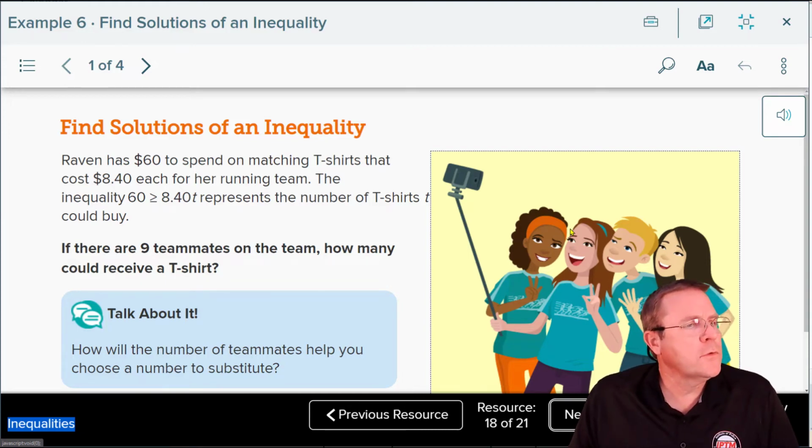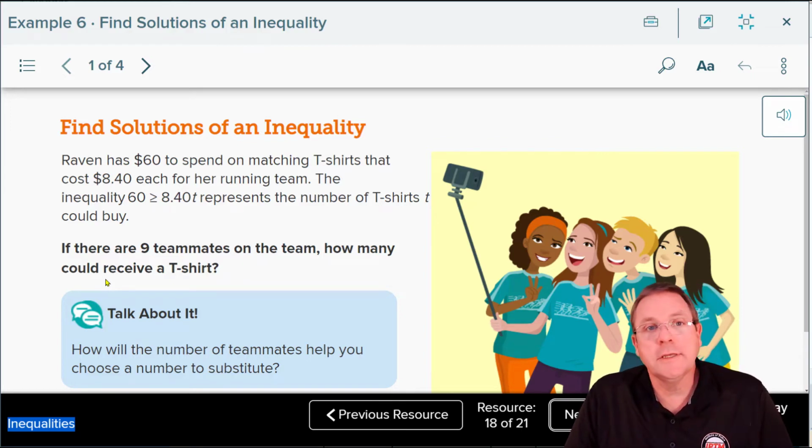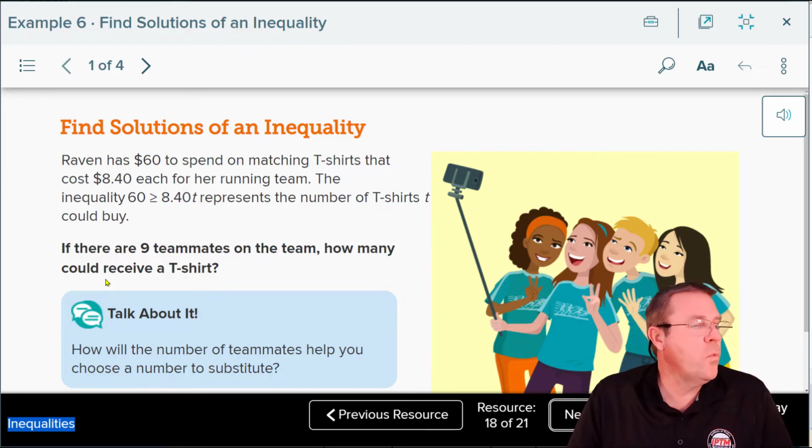Not sure why there's another T right there. That doesn't make a lot of sense to me. If there are 9 teammates on the team, how many could receive a t-shirt? In other words, what's the largest number multiplied by 840 that is going to end up giving you something less than 60?